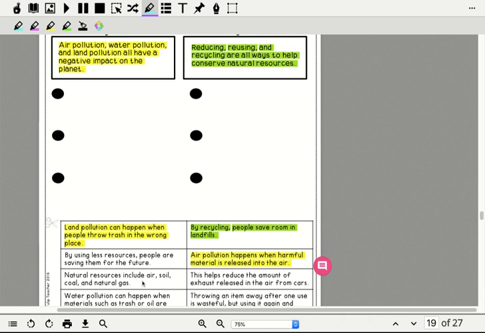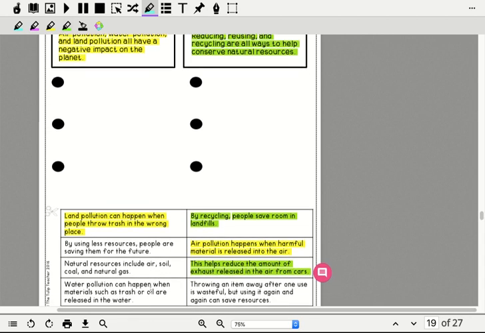Okay, this next one says natural resources include air, soil, coal, and natural gas. We know this. We read this sentence. But neither one of these, this one does say natural resources right here. But I don't know that I need to talk about specifically what they are. So we're just going to hold off on that for a minute, okay? This one says this helps reduce the amount of exhaust released in the air from cars. And look, we have this word reduce right here, okay? So now we have another one for this side because we have this reducing.